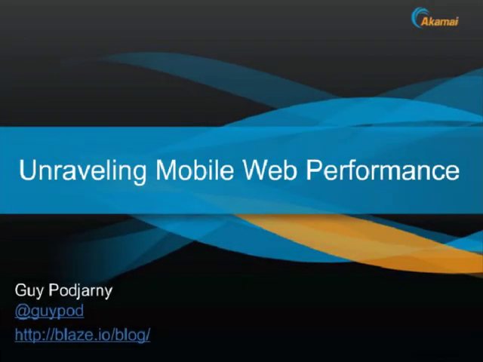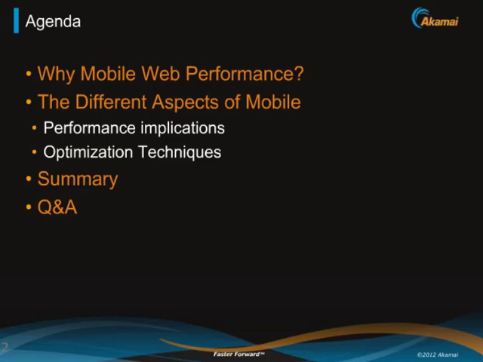Basically, our agenda today is we'll talk a little bit about why we're here, why does mobile web performance matter, what's the impact of that. We'll talk about the different aspects of mobile, a view on how you can slice and dice the big mobile world to understand the different components it has, and then we'll drill into each one of those components and talk about the performance implications and what you can do about it, and techniques. At the end of that, we'll summarize and we'll open it up for questions.